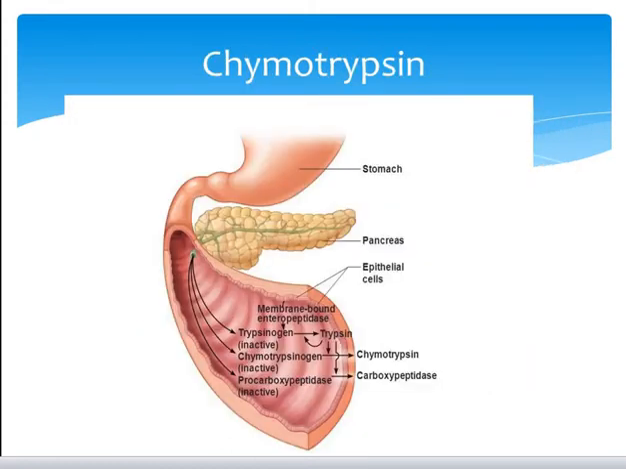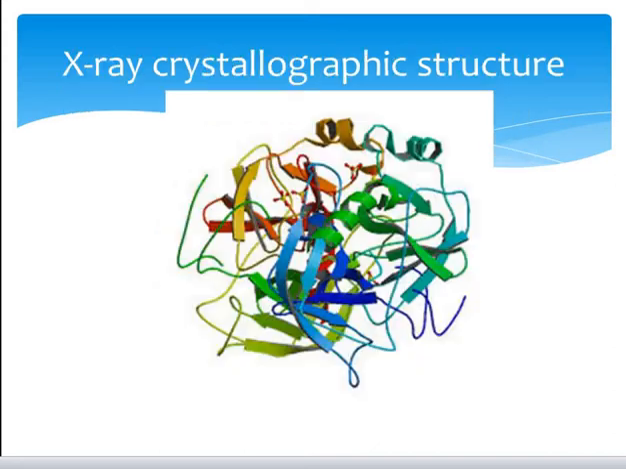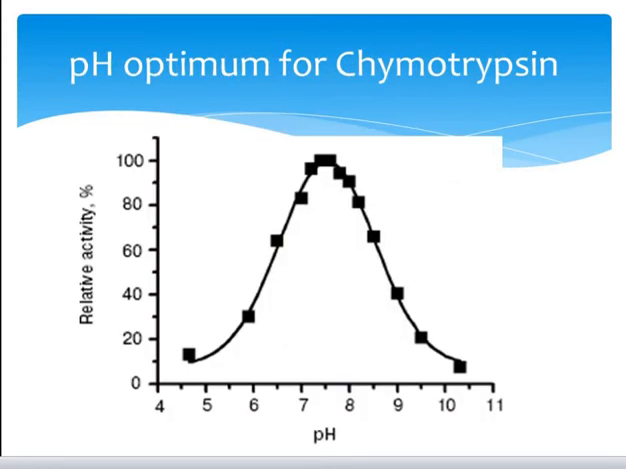The serine protease chymotrypsin, a monomeric enzyme, is produced in an inactive zymogen form by the mammalian pancreas, called chymotrypsinogen. This is the X-ray crystallographic structure of chymotrypsin, which reveals that only about 40% of the primary structure of this enzyme is similar to trypsin and elastase, the enzymes of the group serine proteases. The pH optimum for chymotrypsin is about 8.